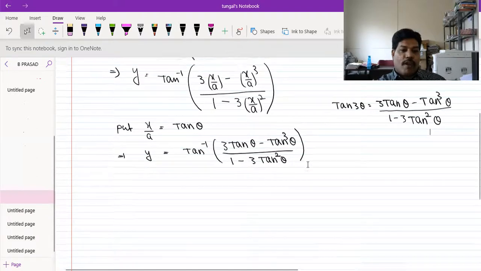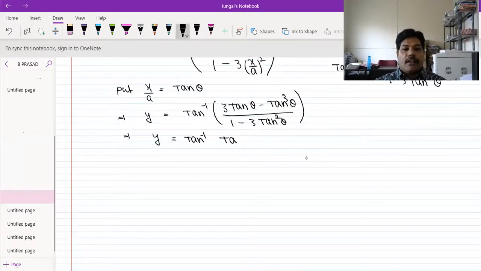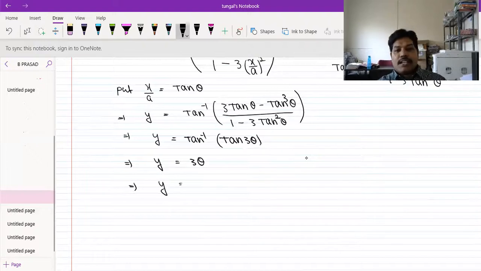What it will become is y is equal to tan inverse of tan 3 theta. So what happens? That implies y is equal to tan inverse, tan will be cancelled. It will become 3 theta. So that implies y is equal to, what is the theta value, students?